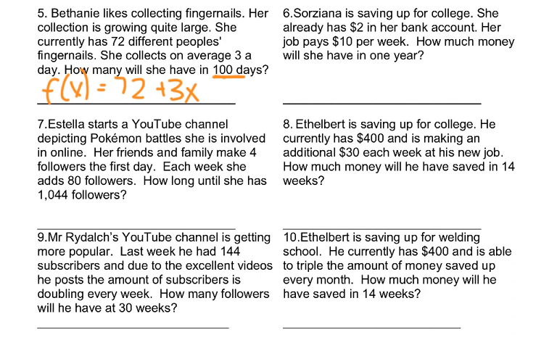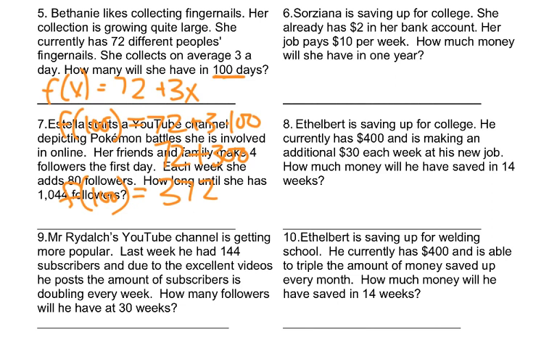So I'm just going to do it right here. So it would be f of 100 equals 72 plus 3 times 100. 3 times 100 is 300. So 372. So it would take her 372 days. Or no, you'd have 372 fingernails in 100 days. Okay?